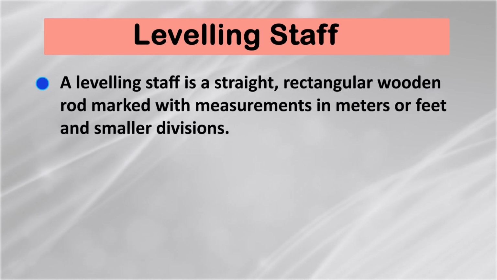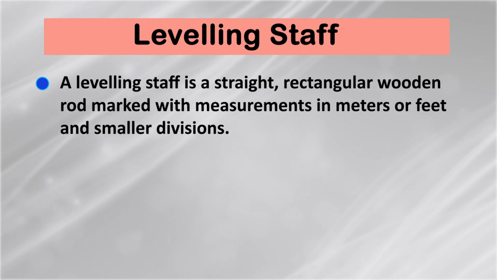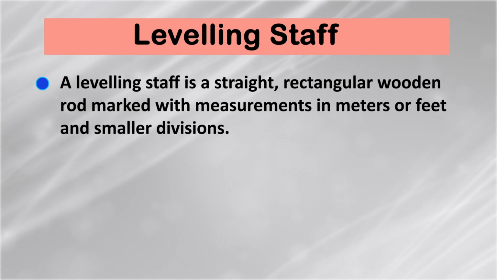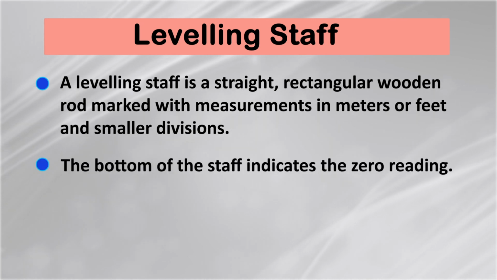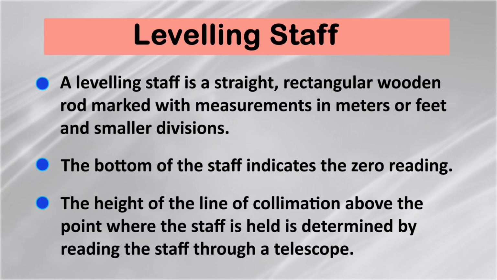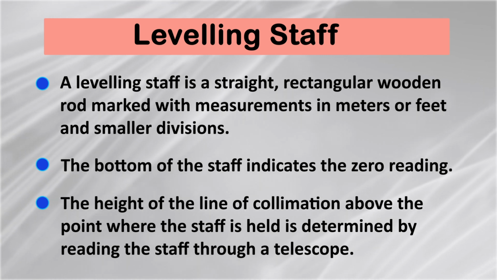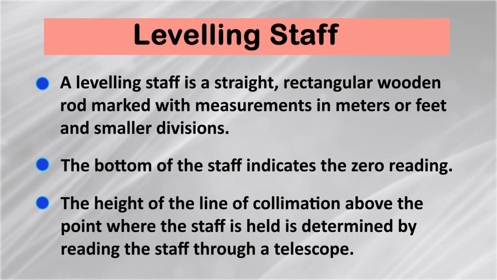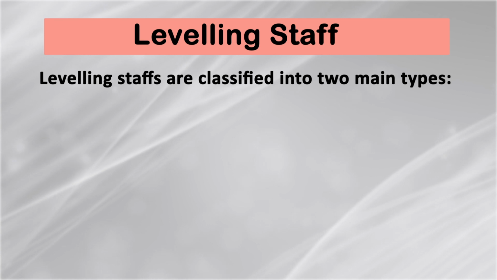Next, we will be dealing with the leveling staff. So, the leveling staff is a straight rectangular wooden rod marked with measurements in meters or feet and smaller divisions. The bottom of the staff indicates 0 reading. The height of the line of collimation above the point where the staff is held is determined by reading the staff through a telescope. Leveling staffs are classified into mainly two types.